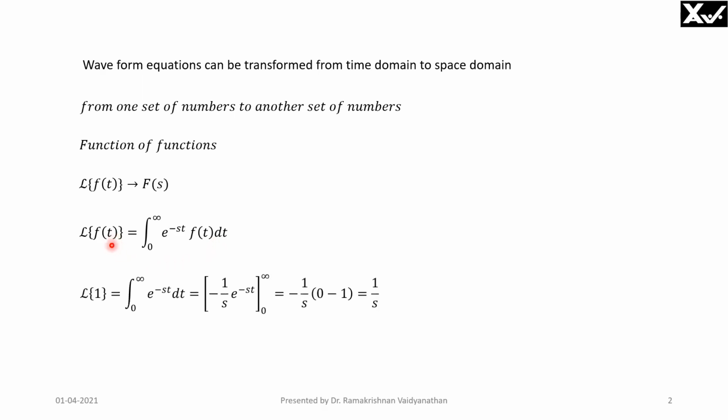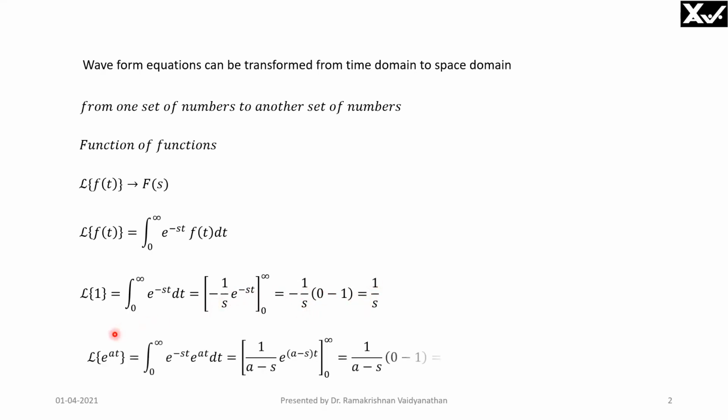For example, we will take f(t) as 1. It's a constant 1. So we can use this definition, integral of 0 to infinity e power minus st into 1 into dt. The integral of this is nothing but e power minus st by minus s. And putting the limits, when you put infinity, 1 by infinity is 0. And then when you put 0, anything power 0 is 1. Therefore, minus of minus 1 by s is 1 by s.